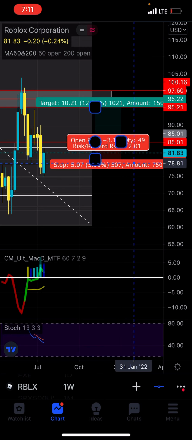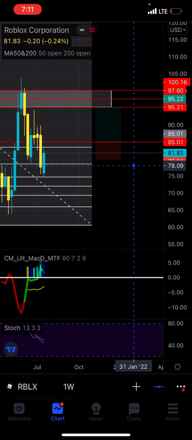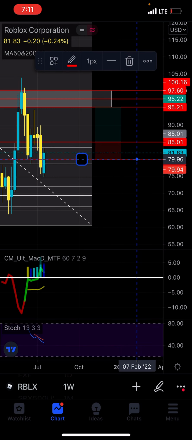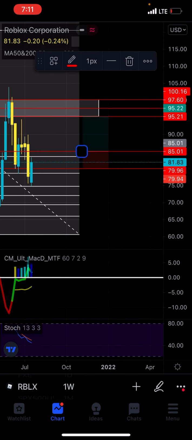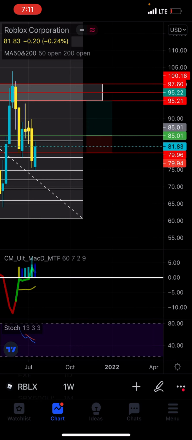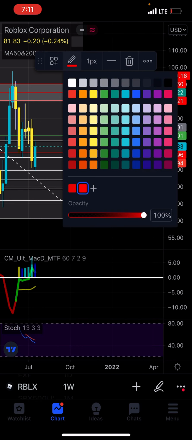Let me get rid of that. There you go. Your stop loss would be right there. Let me change the color. So your entry is up here, that's where your entry would be, stop loss would be down here, and your first take profit level would be right there.